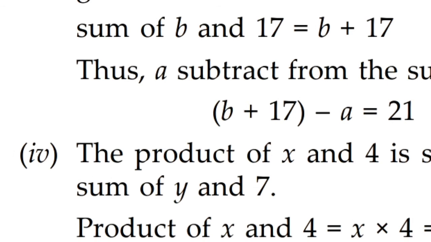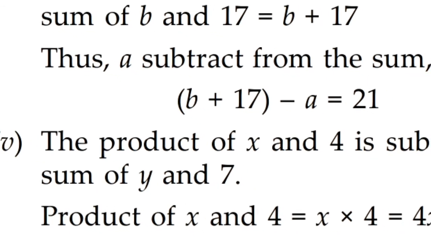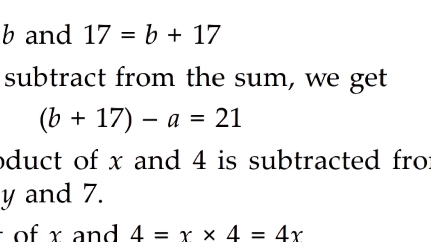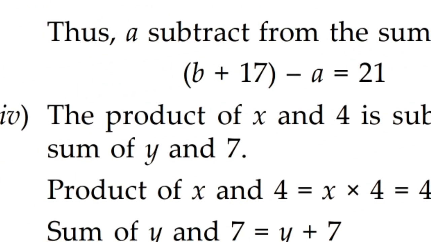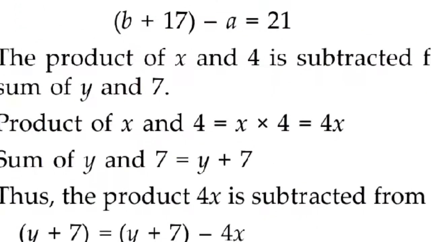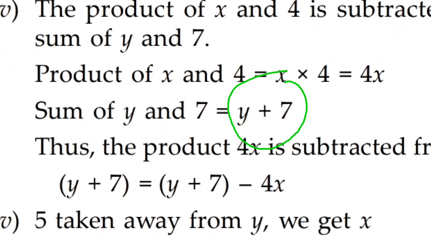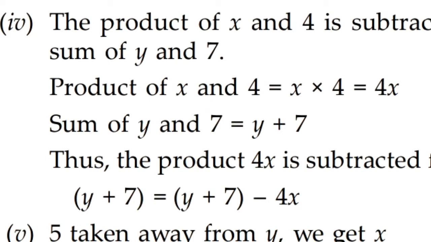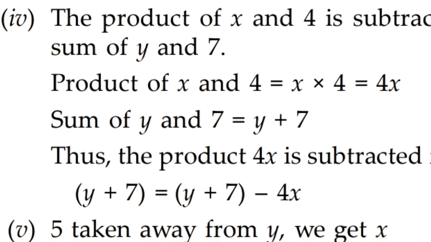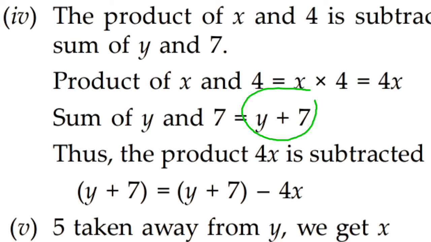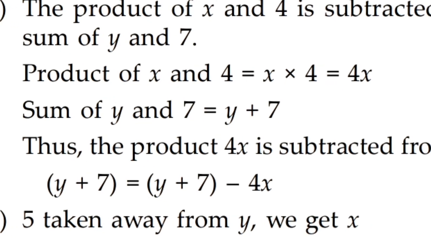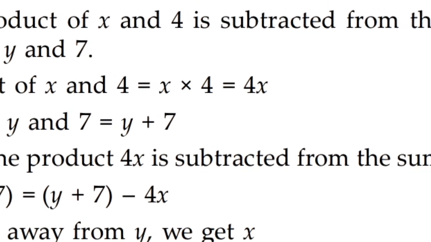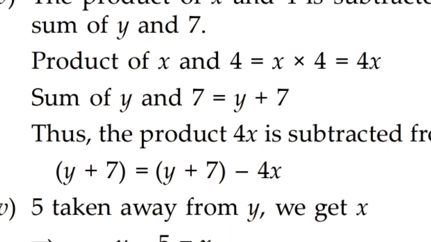Now come to the fourth part. The product of X and 4 is subtracted from the sum of Y and 7. Product of X and 4 means X into 4, that is 4X. Sum of Y and 7 means Y plus 7. Sum means plus. So it will become Y plus 7. Now the product 4X is subtracted from the sum of Y and 7.